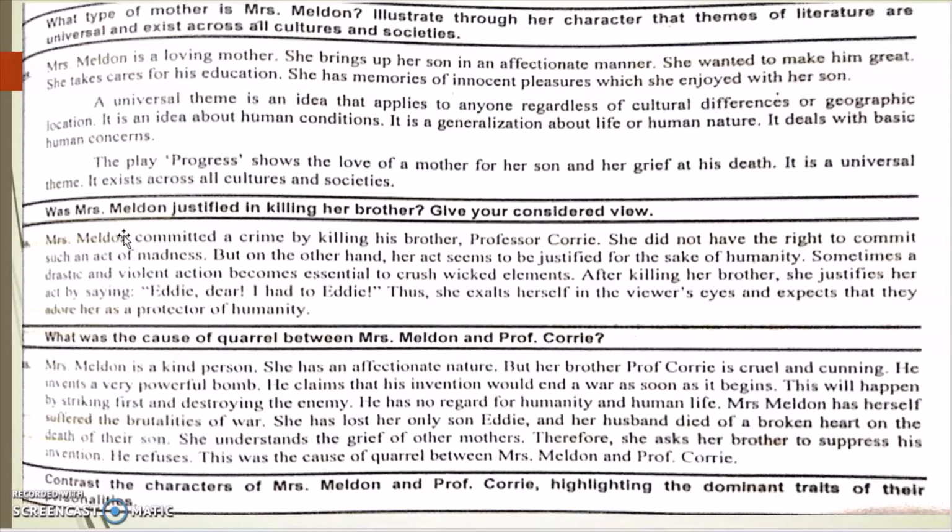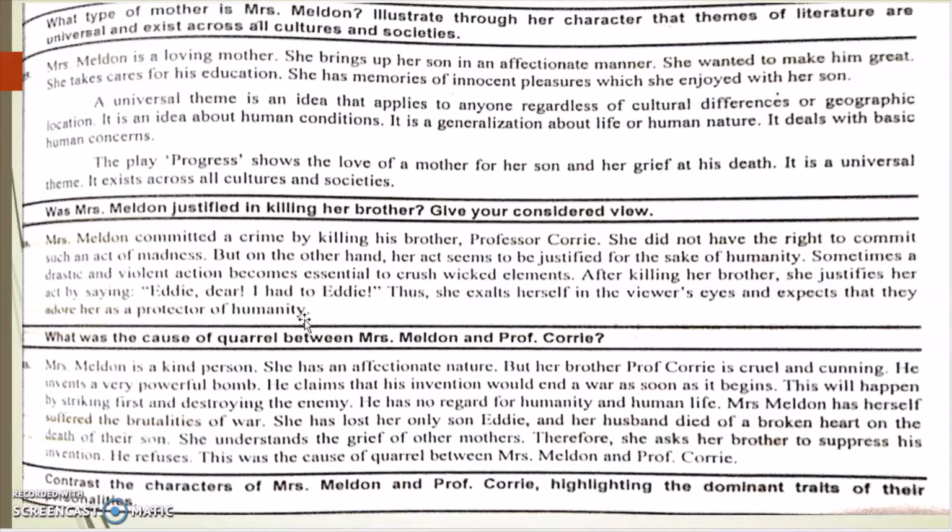Was she justified in killing her brother? Mrs. Melton committed a crime by killing her brother, Professor Corey. She did not have the right to commit such an act of madness, but on the other hand, her act seemed to be justified for the sake of humanity. Although it is wrong to take somebody's life, in this case, if she hadn't, then something very catastrophic could have happened. Sometimes a drastic and violent action becomes essential to crush wicked elements.